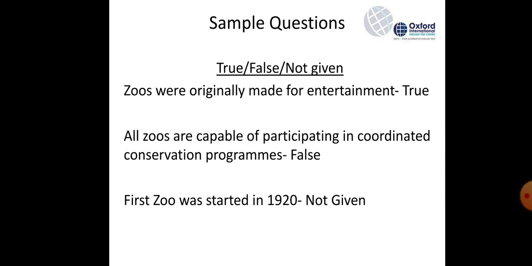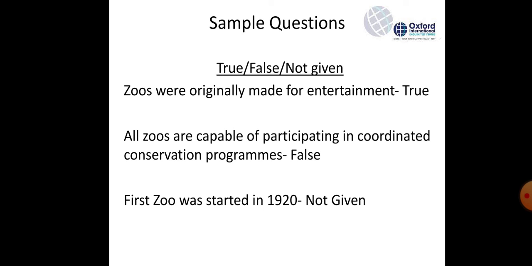Okay, right. Now, all zoos are capable of participating in coordinated conservation programs. Here I got a key word, that is coordinated conservation program. Most probably they will not be using synonyms for these types of keywords, because it's a name of a program. For a name of a program, for example, UNESCO or WHO, you cannot give a synonym. So I'm sure that coordinated conservation programs is the keyword.